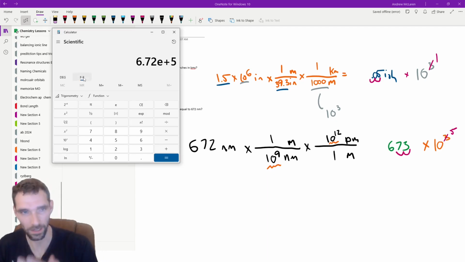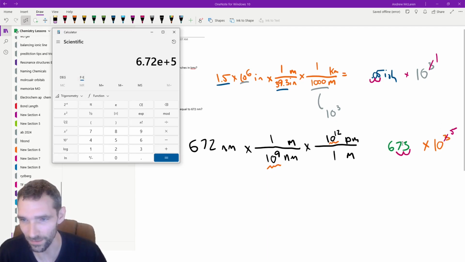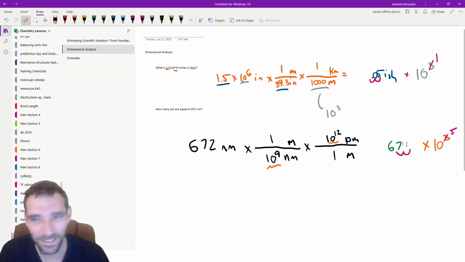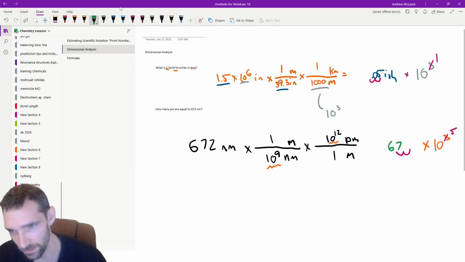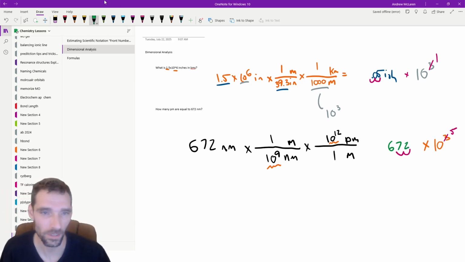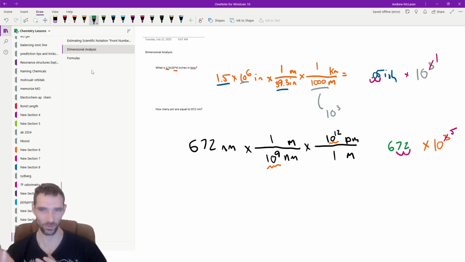In other words, yeah, I don't know why I said 3 there. In other words, we're right on the money with our estimation. So using this front number, back number trick can help you use dimensional analysis to get pretty quick numbers in these types of calculations.